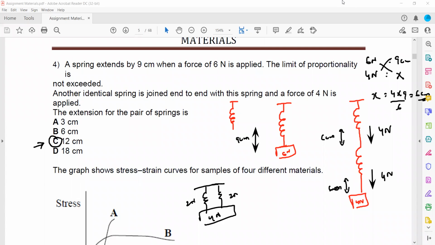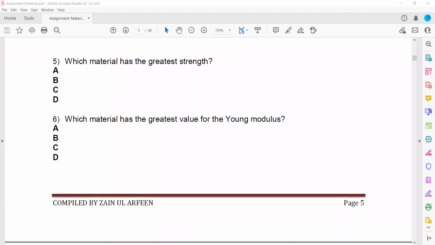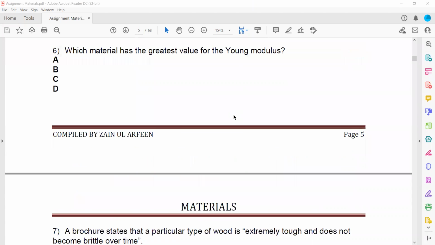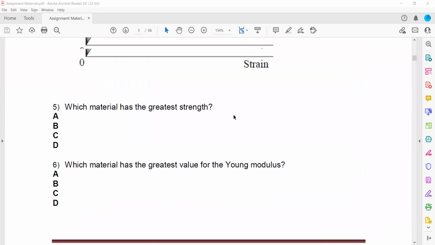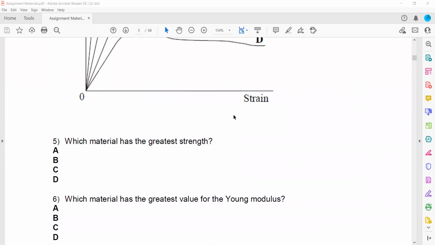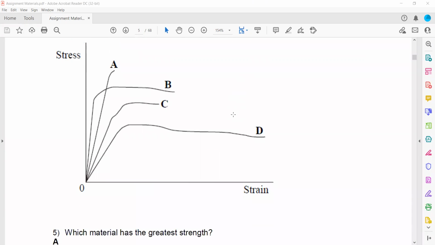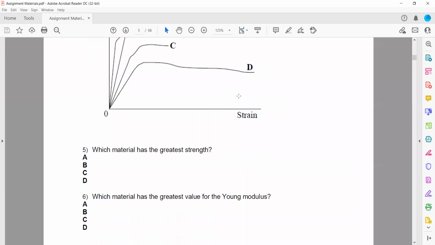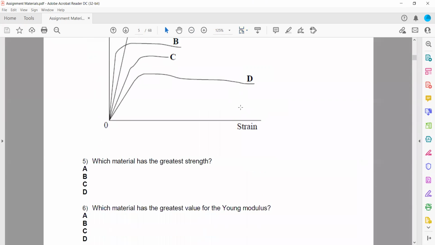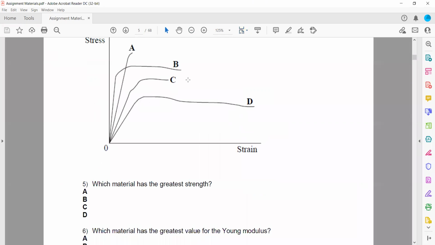Next is question number 6. Question 5 and 6 are basically related to the graph. So the Young's modulus refers to a slope. The greatest strength means the one which needs the maximum force to break. So A is having the highest strength because we need a greater amount of force to break A.